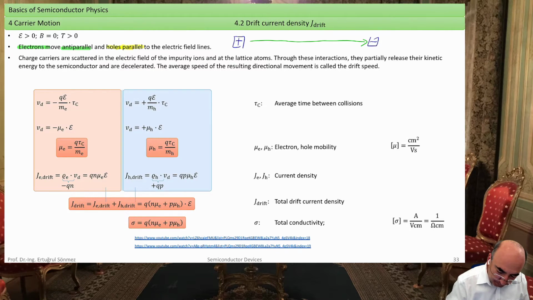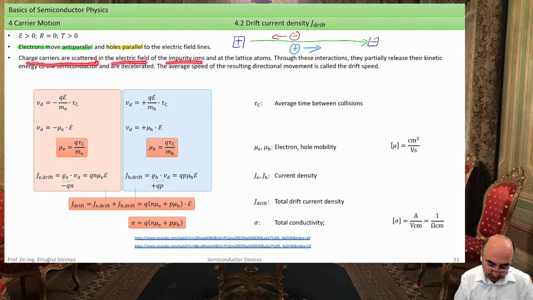Where is the electron moving? The red one. In which direction? For sure, in this direction. So it's anti-parallel. And for the holes, parallel. So this is the sentence at the left side: charge carriers are scattered in the electric field of the impurity ions and at the lattice atoms.